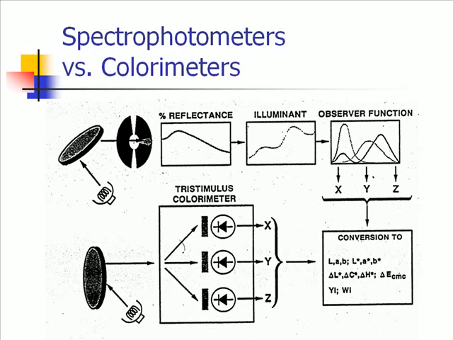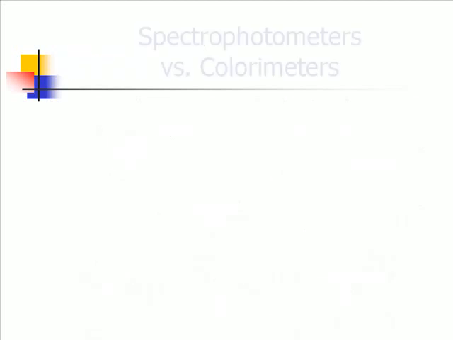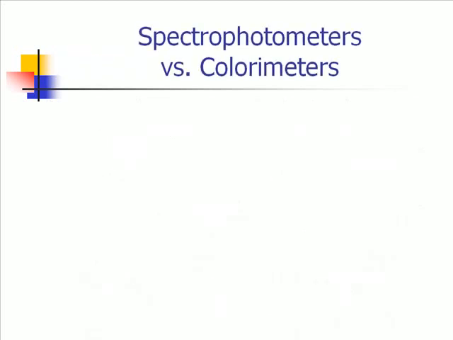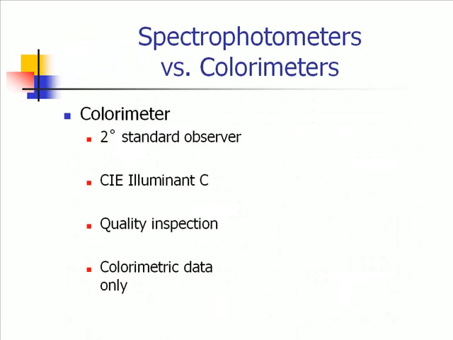A colorimeter only has a 2-degree standard observer. Remember last time we talked about the possibility of having a 2-degree observer or a 10-degree observer. Those are the 2 types of observers. The 10-degree observer is a bigger area. It can only use illuminant C, is used for quality inspection, and gives colorimetric data only. So it only gives numbers, it doesn't give curves.